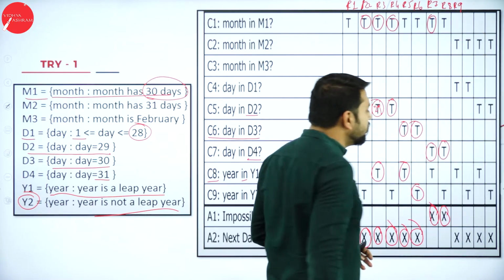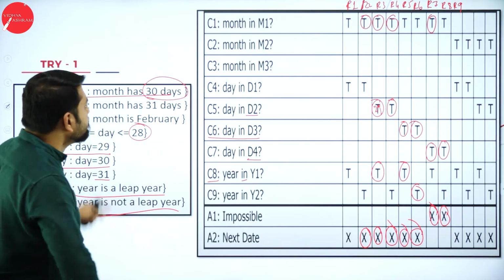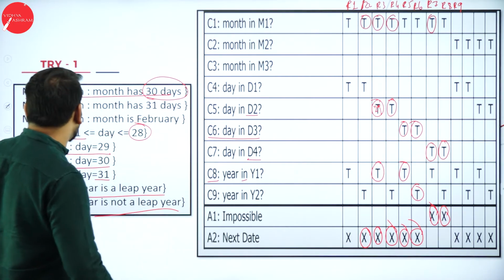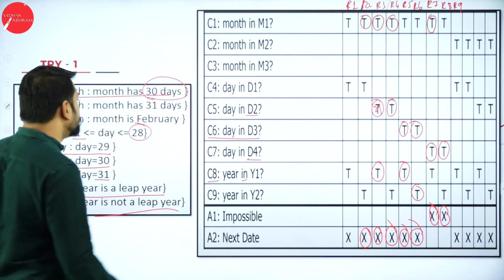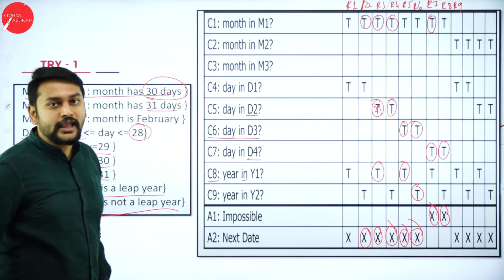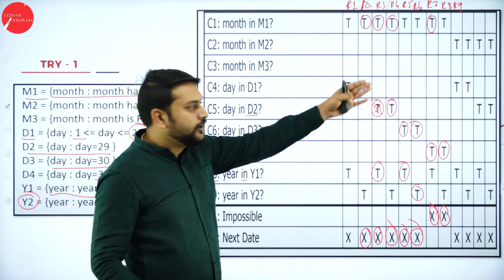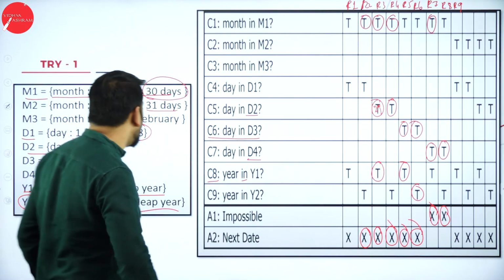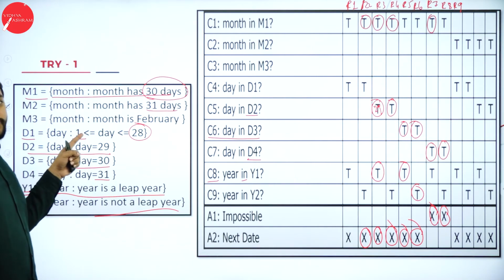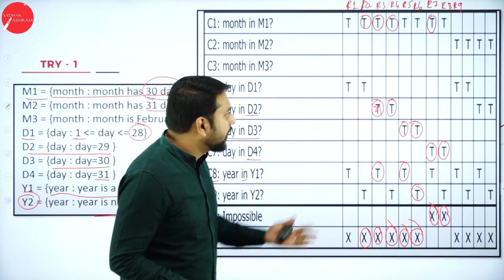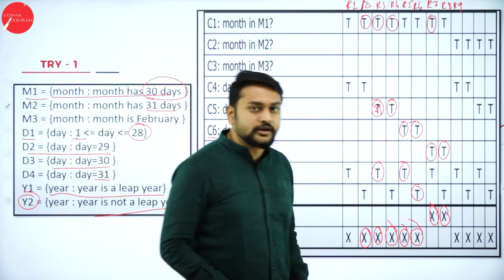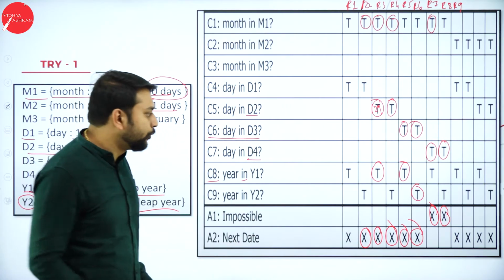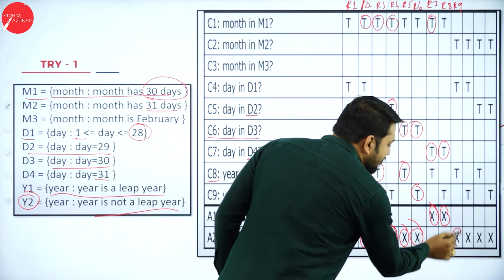When it comes to rule number 9, I will change my month. That is, I will move to the next month, that is M2. M2 in the sense 31 days. So fine. I've taken 31 days. What is the next condition that I have? D1. D1 in the sense what? 31 days. My range is between 1 to 28. Of course, I can have it. And then again year. So it is a leap year. So fine. There is no problem for me. I can calculate the next date.